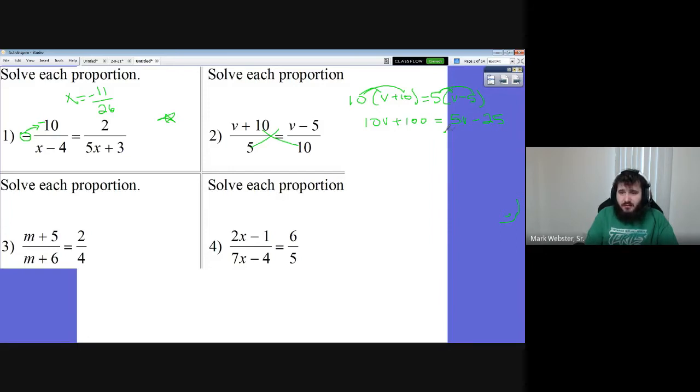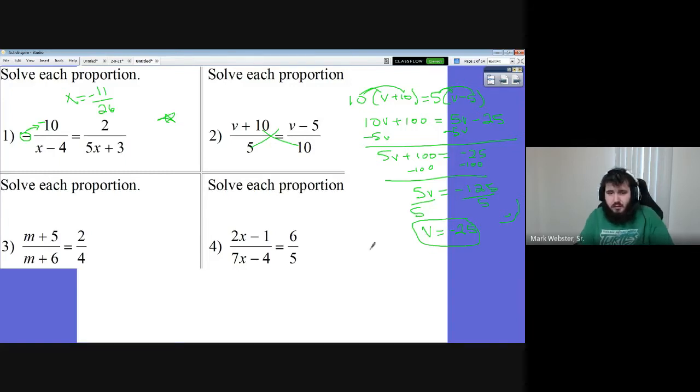The reason I did that is because that makes life easier. All right, I'm going to subtract 5v from both sides. I'm going to subtract 100. I have a negative 25 and a negative 100. They add to be negative. We're going to divide both sides by 5. We know that it goes evenly because the top here ends in 5, right? Don't forget to drop down that minus sign. All right.